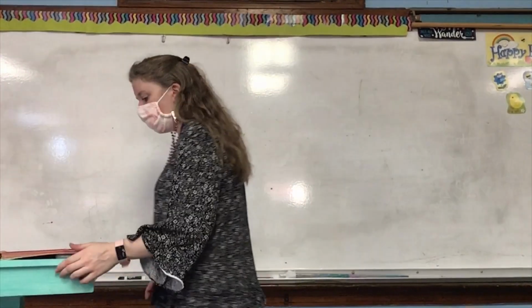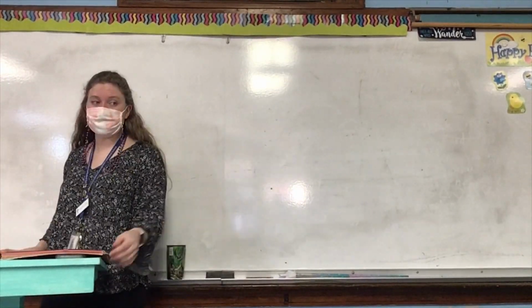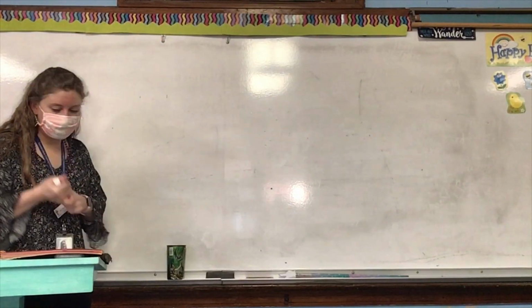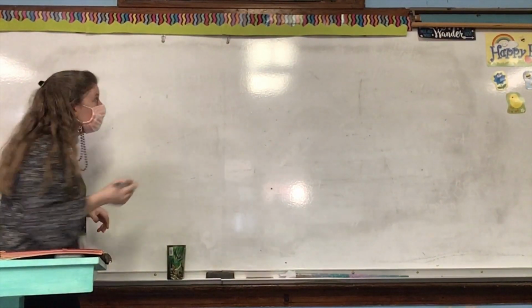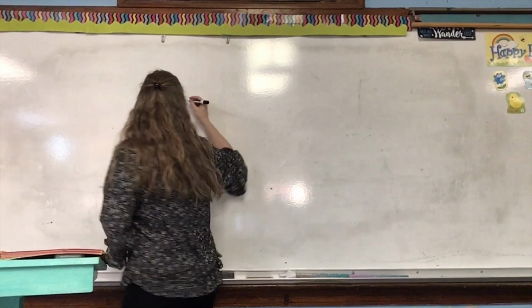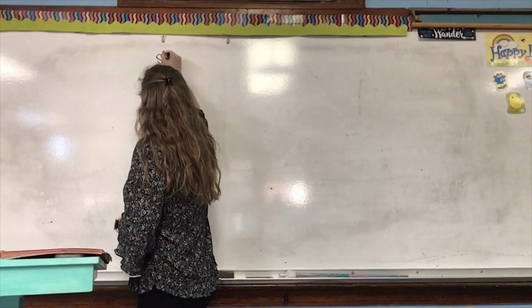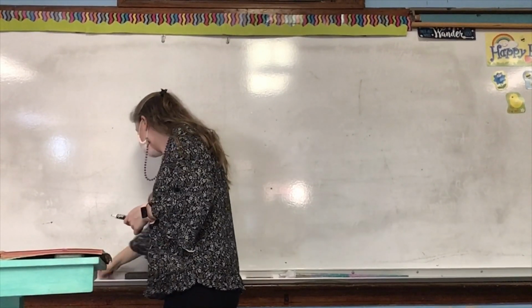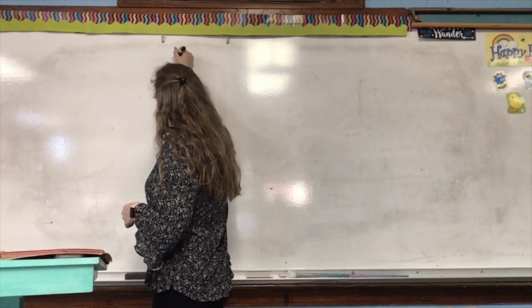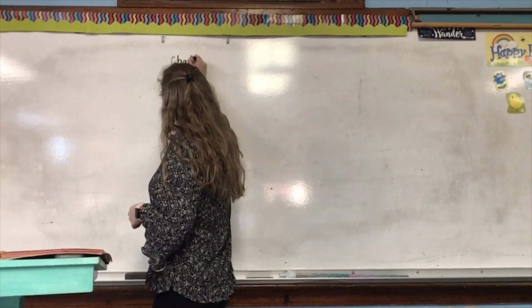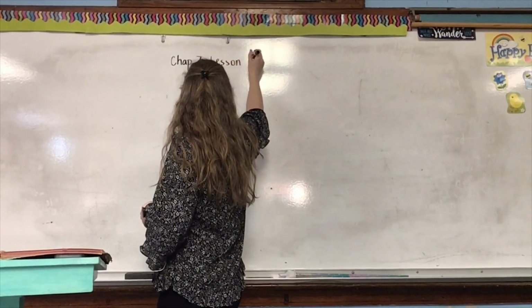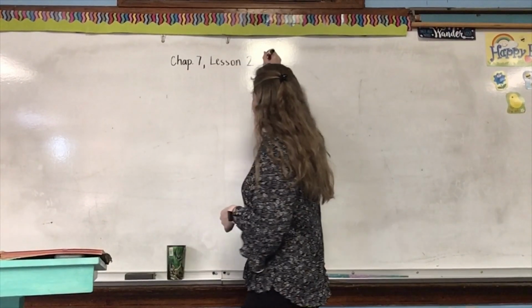Okay, so we are starting chapter 7, lesson 2. So your vocab notebook needs to be open to a new clean page. At the top, you need to write, oops, you don't have to write science because we're in the science section, sorry. Chapter 7, lesson 2.